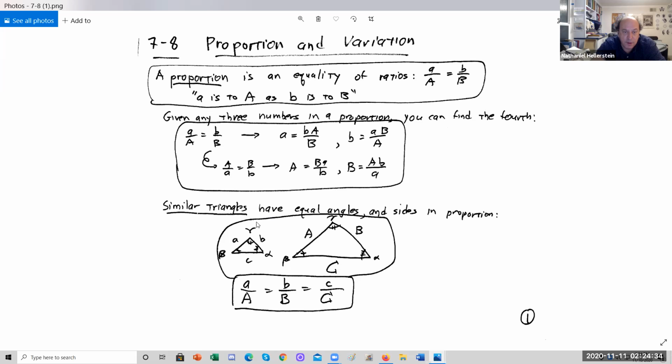So one particular kind of proportion is when you have two triangles with equal angles. If the angles are equal, then they won't necessarily be of the same size, but they will be in proportion. Little a is to big A, as little b is to big B, as little c is to big C, like that.